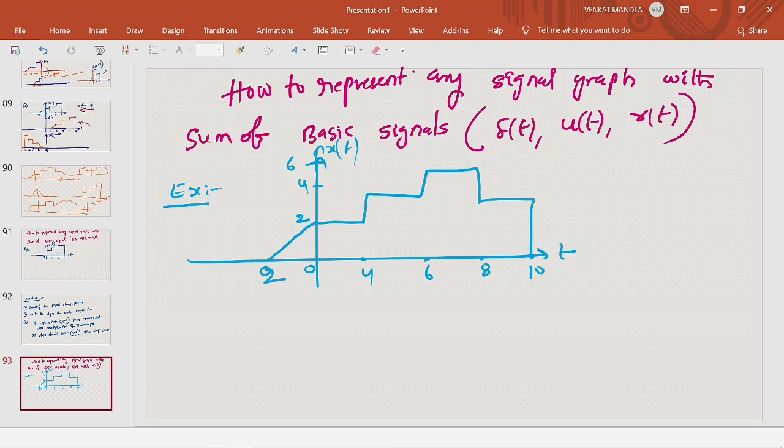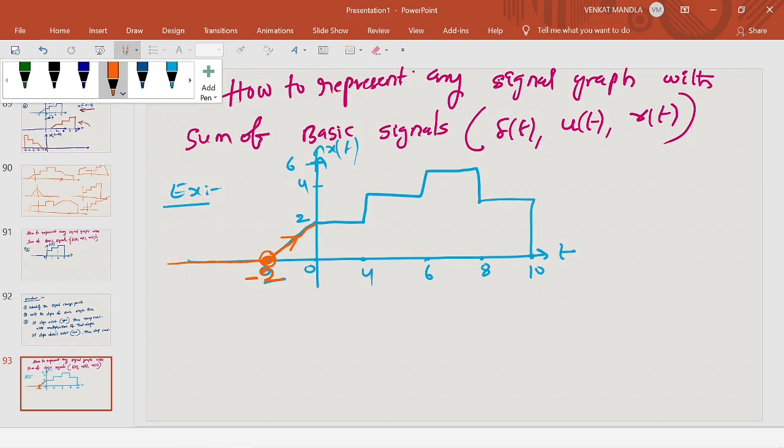From minus infinity to minus 2, the signal is 0. Exactly at t equal to minus 2, it changes to some straight line. So here is a signal changing point, this is one signal changing point. I'll represent it with another color.